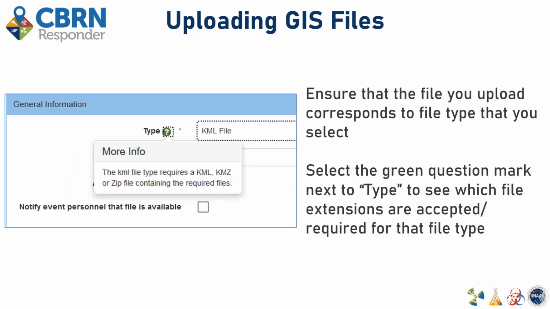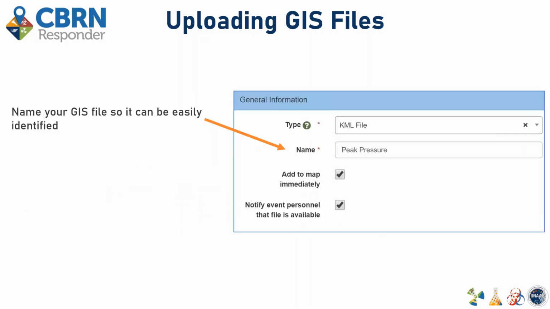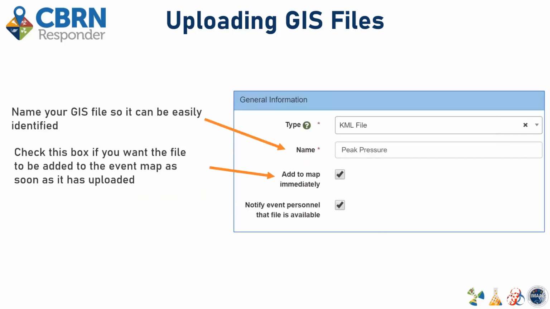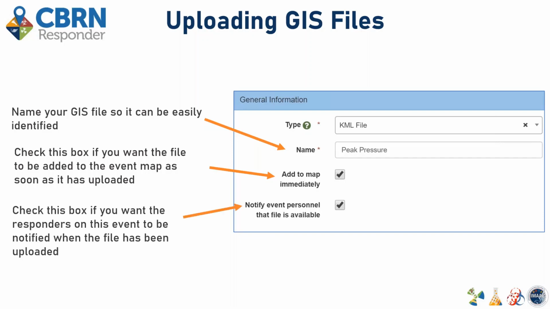Once you have ensured that, select the green question mark next to type to see which file extensions are accepted for that file type. Name your GIS file so it can be easily identified. Check this box if you want the file to be added to your event map as soon as it has been uploaded. And check this box if you want the responders on this event to be notified when the file has been uploaded.